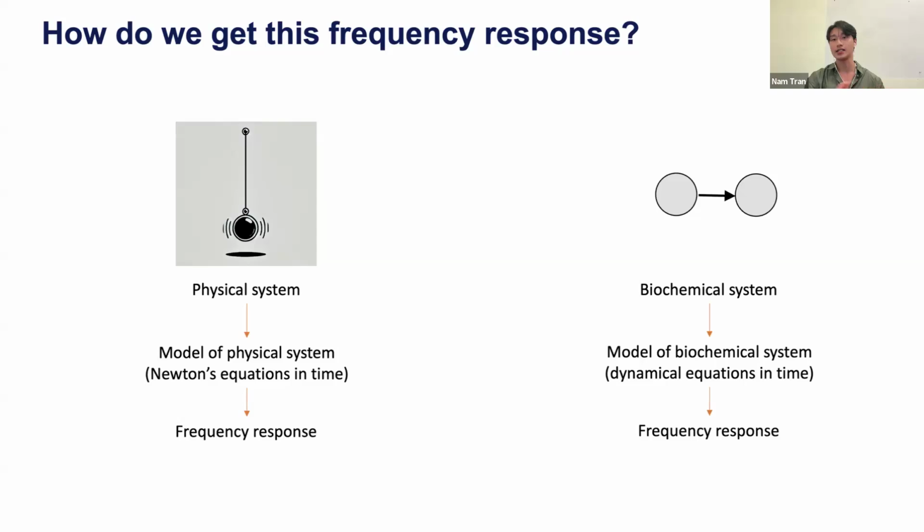Now we're going to do the exact same thing for biology. You have this network motif, which represents your biochemical system, and you have a model for that based on your dynamical equations, your intuition of what the system does. When you have those equations, just like the physical system, you convert them using the same laws of calculus and logical reasoning into frequency to get the frequency response of that biochemical motif.